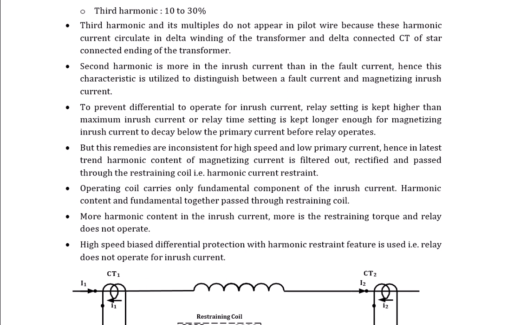So this is how we achieve our goal: we pass the harmonic plus fundamental through the restraining coil. If it is an inrush current, then that current has a higher harmonic content, and due to this higher harmonic content, the restraining torque is higher than the operating torque, and in that case our relay does not operate. So a high speed bias differential protection with the harmonic restraint feature is used, and the relay does not operate for an inrush current.